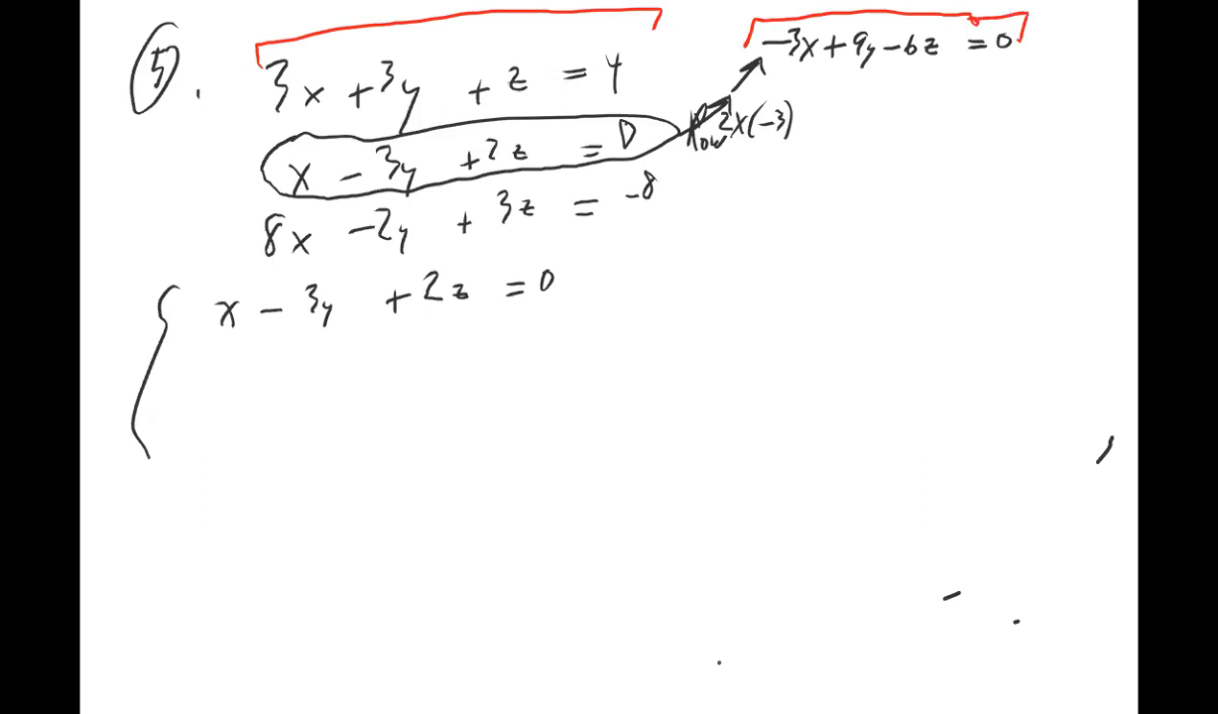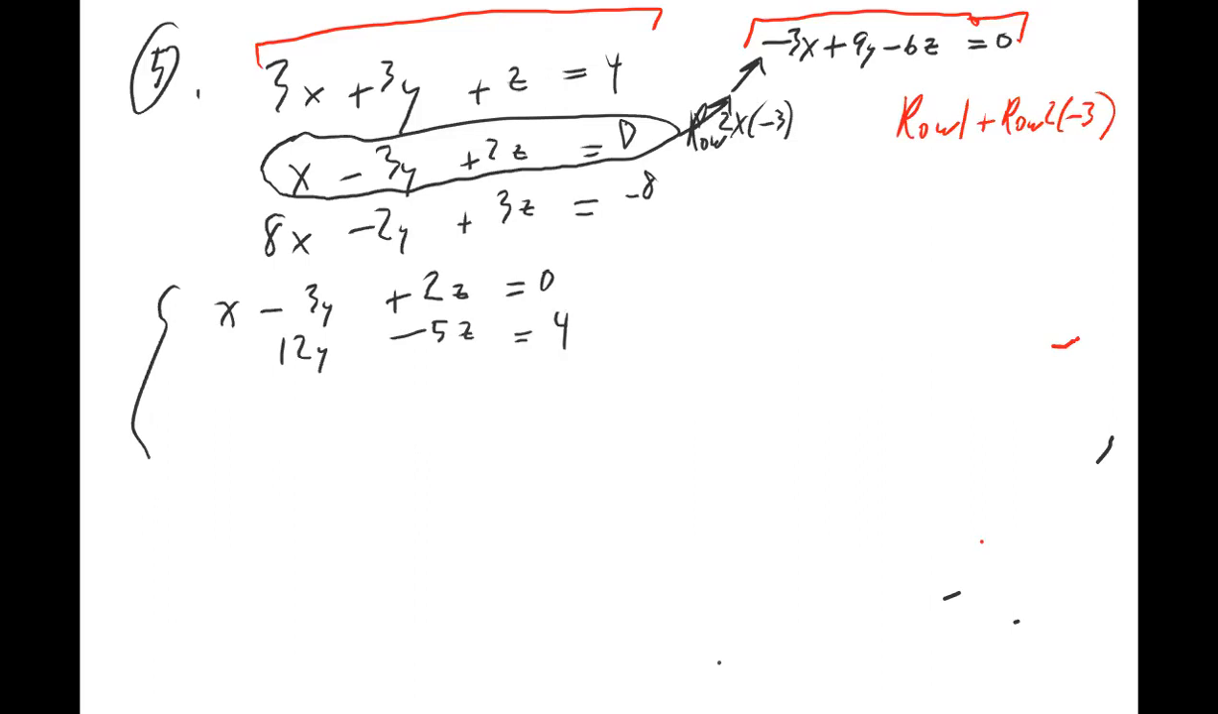So what I'm really doing is this. I'm taking row number 1 plus row number 2 times negative 3. So when I do row number 1 plus row 2 times negative 3, then my new row 2 is equal to 3x plus negative 3x is 0x. And then 3y plus 9y is equal to 12y. And z plus negative 6z is equal to negative 5z. 4 plus 0 is equal to 4.